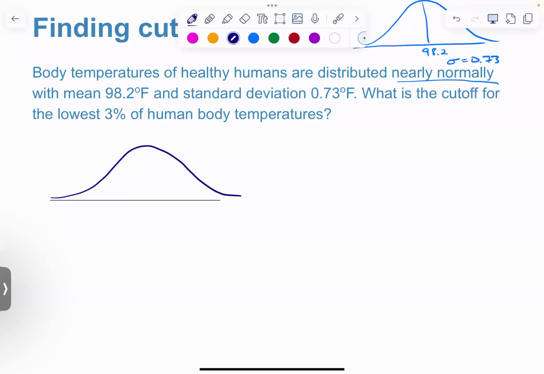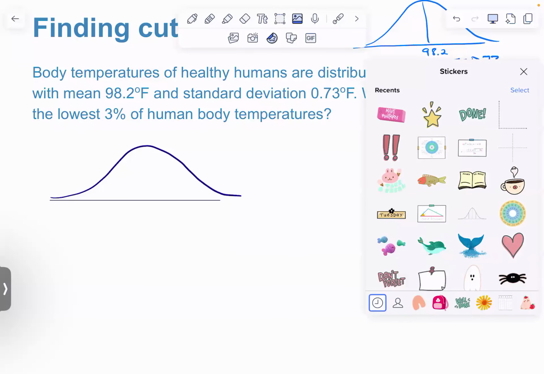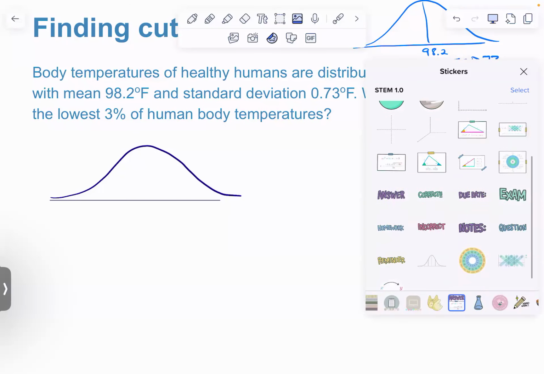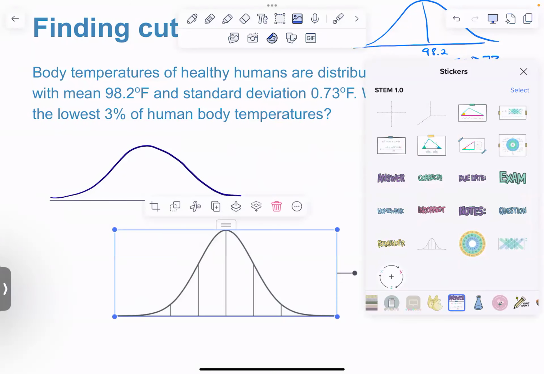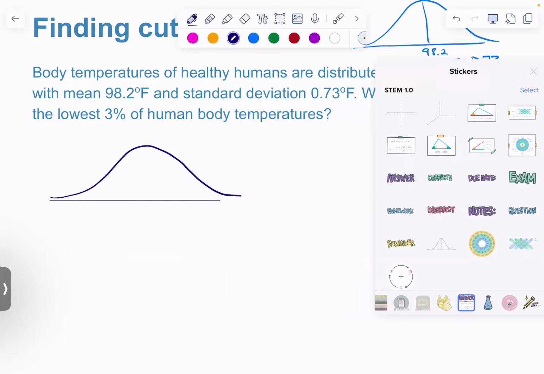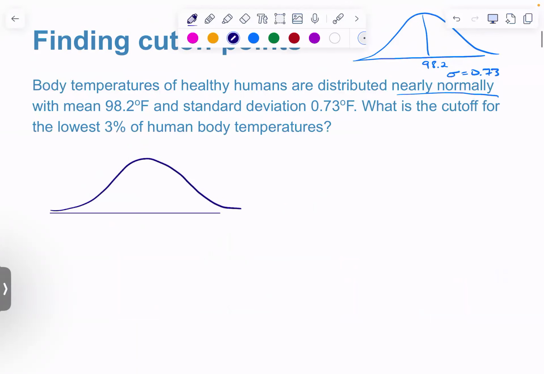Oh, and I keep forgetting, but in here, in the school, in my little stickers, it's so cute because there's a normal distribution. Cute, right? Way nicer than mine. It's got the 68, 95, 99.7 rule on it, which we're getting to, but not quite yet.